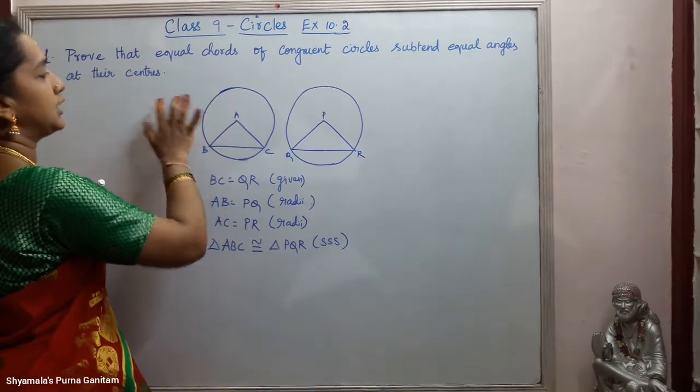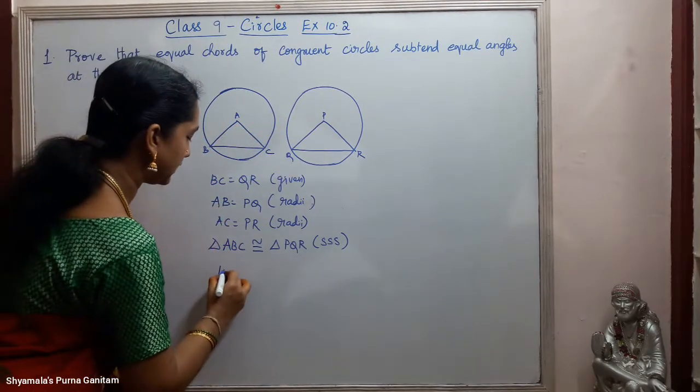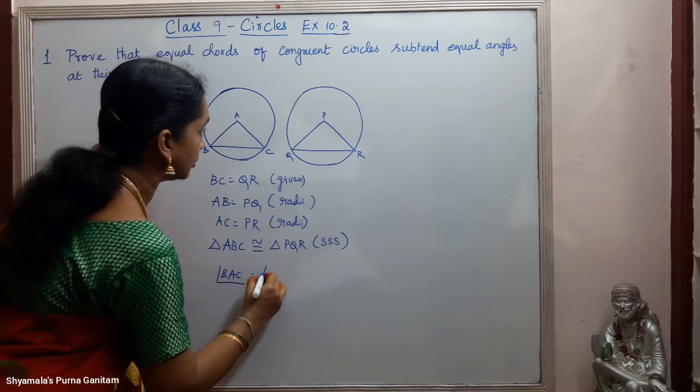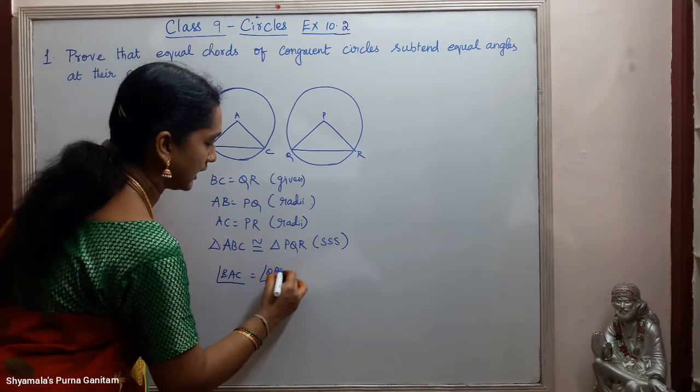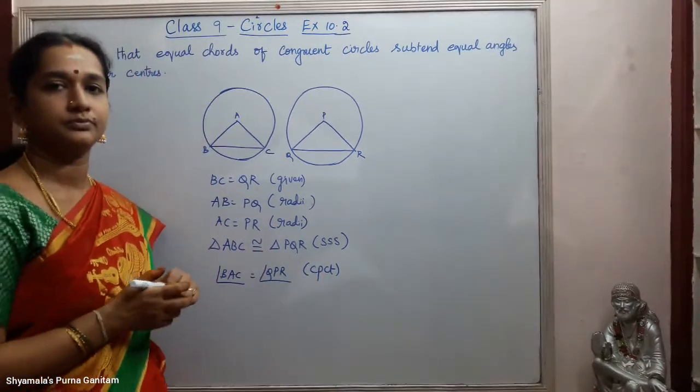We are asked to prove that they subtend equal angles at the center. So by CPCT, angle BAC is equal to angle QPR. So this is by CPCT. This is the thing we are asked to prove.